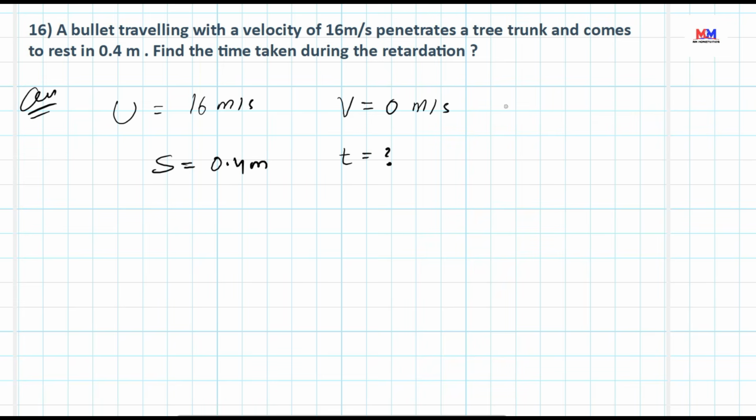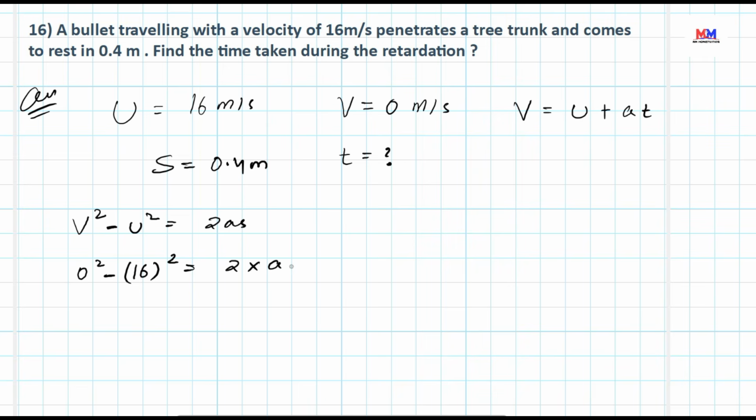We know that V equals U plus AT. And another formula is there: V square minus U square equals 2AS. So that is 0 square minus 16 square equals 2 into A into S, and S is 0.4.